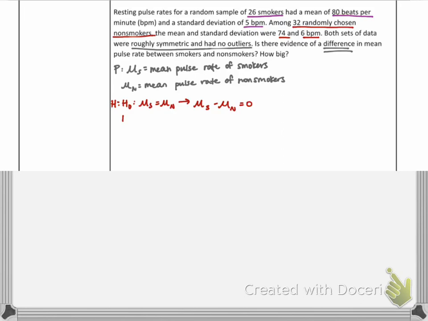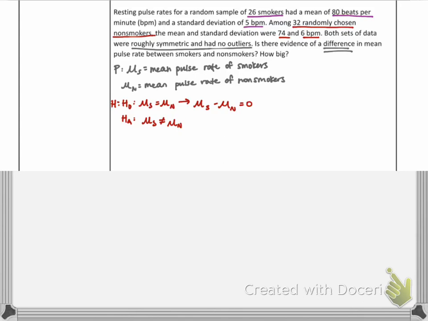And in this case, I underlined the question that it was asking me: is there evidence of a difference? It didn't specify whether smokers were higher than non-smokers or lower than. It just said, is there evidence of a difference? So when I write my alternative hypothesis here, you're going to see me do it with just a not equal to sign. You could also write that as mu S minus mu N is not equal to 0. You could also write it as a difference as well. So mathematically, those are equivalent.